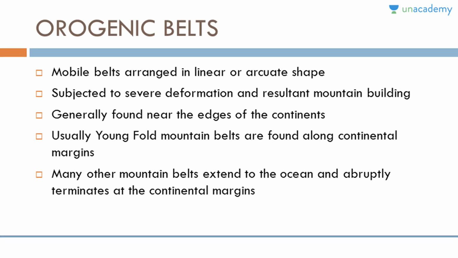There are orogenic belts, which are mobile belts arranged in linear or arcuate shape and are subjected to severe deformation and resultant mountain building. These belts are generally found near the edges of the continents. Usually, young fold mountain belts are found along continental margins. Many other mountain belts extend to the ocean and they abruptly terminate at the continental margins.